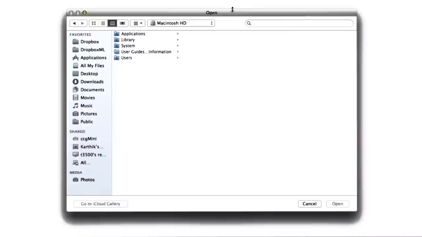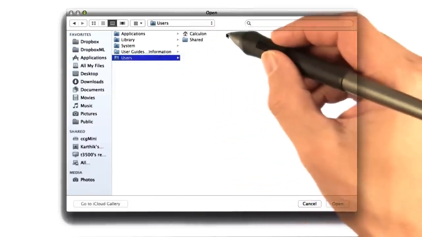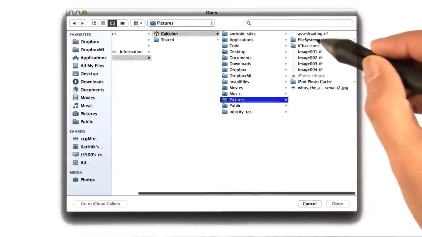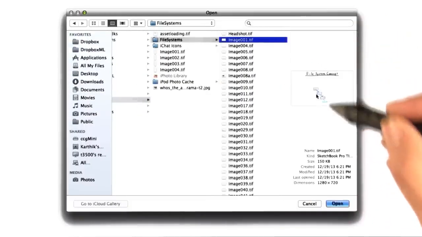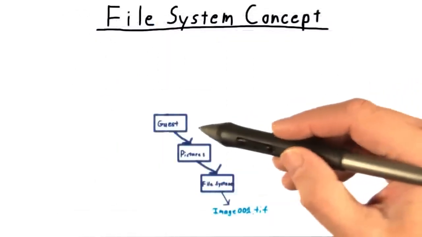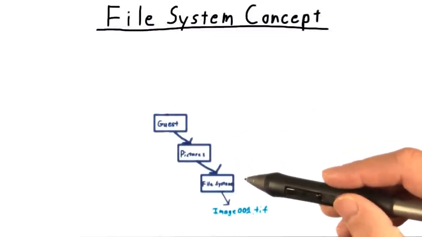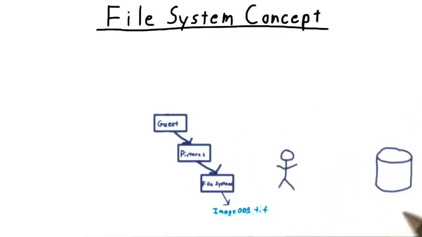Most any time that you use a computer, you're going to interact with the file system. Here, you see me navigating the file system on my computer to find this presentation. There it is. I started off in my home folder. Inside of there, I went to Pictures, and then to File Systems, and there I found the image that I was looking for. This is really convenient.